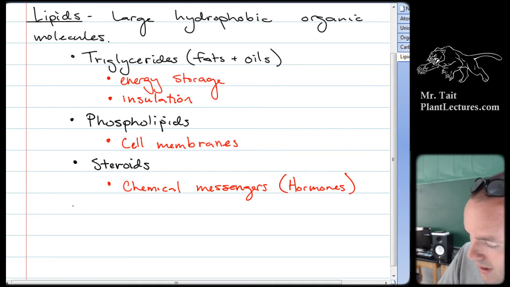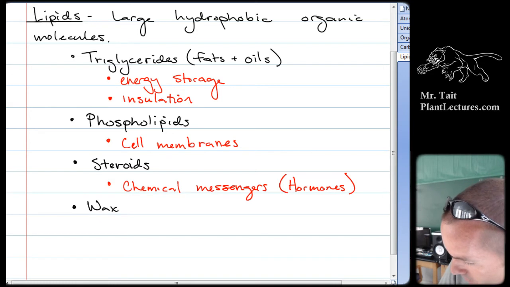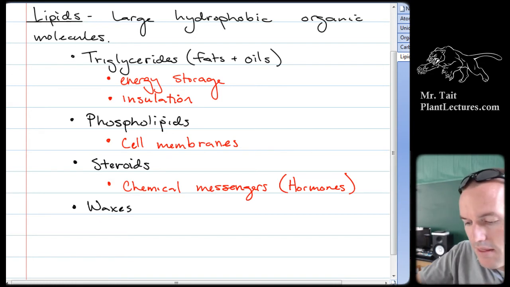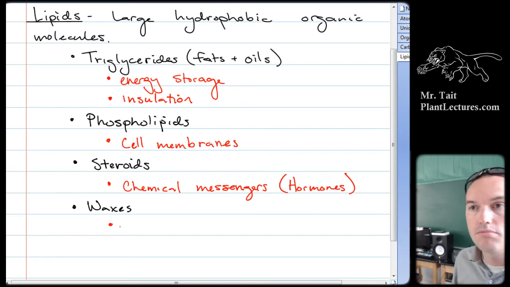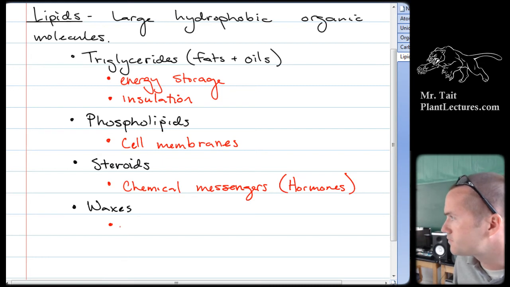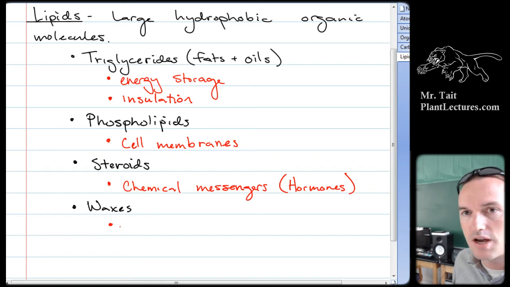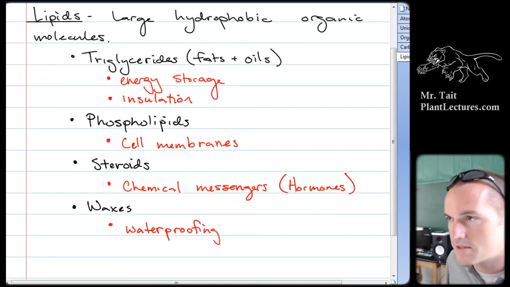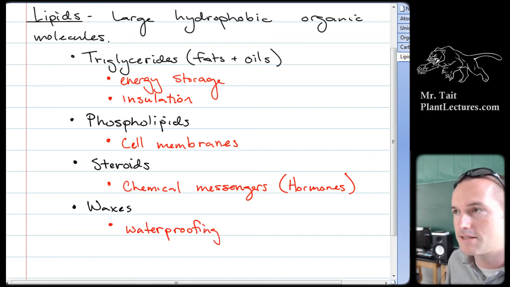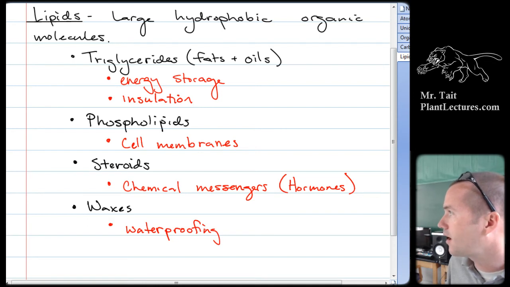The last one are the waxes. And waxes are a single fatty acid chain that is bonded to a long alcohol chain, a long carbon-carbon alcohol chain. What are waxes good for? One main job that they have in nature. Waterproofing. If you ever want something to be totally waterproof, the best way to do that is to cover it in a waxy coating. Okay?